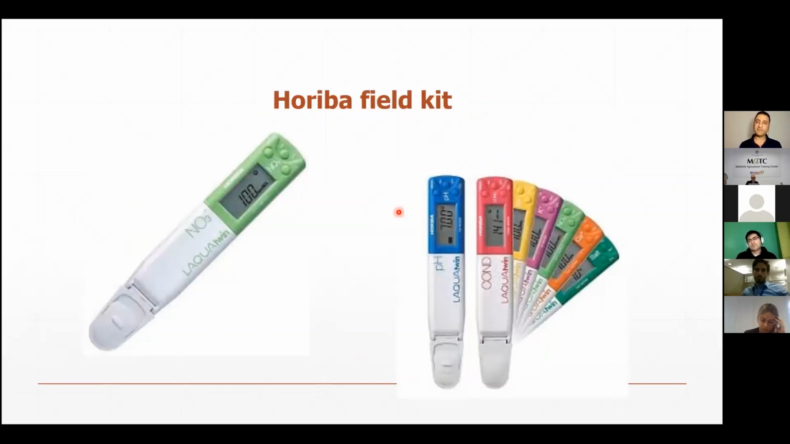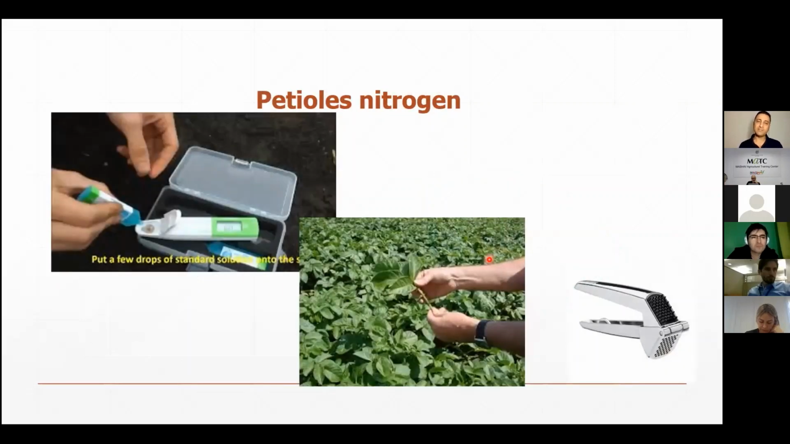There are more sophisticated kits for the field, like this one. This is from a Japanese company named Horiba. For several elements, they have kits, which is a very small spectrophotometer. You just put a few drops inside this part of the device, and then you will get a result in ppm, how many ppm of nitrate you have in this soil solution. Also, you have the pH, and they have kits for potassium and for calcium, and for EC, electrical conductivity. And that's more or less the most important elements that we need to detect.